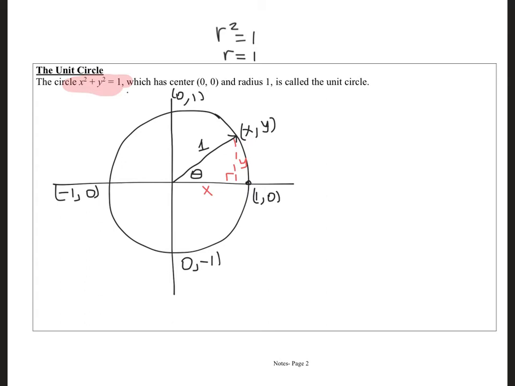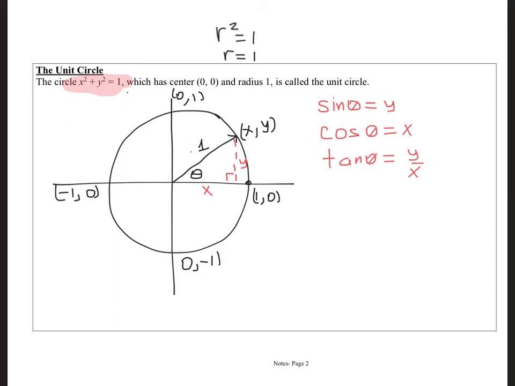Okay, now let's go ahead and get all the trig ratios. So we start with sine. Let me use a different pen to make it stand out. So sine of theta is equal to opposite over hypotenuse, which is y. Cosine of theta is equal to adjacent over hypotenuse, x over 1, so x. Tan of theta is equal to y over x.